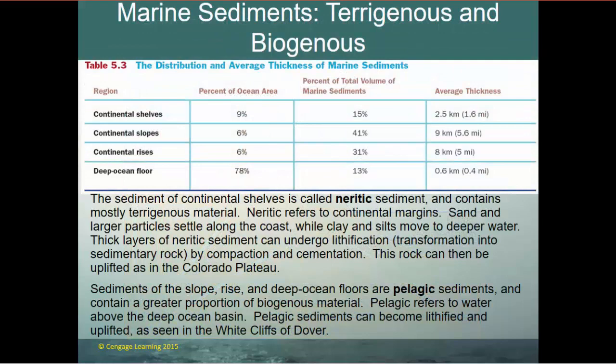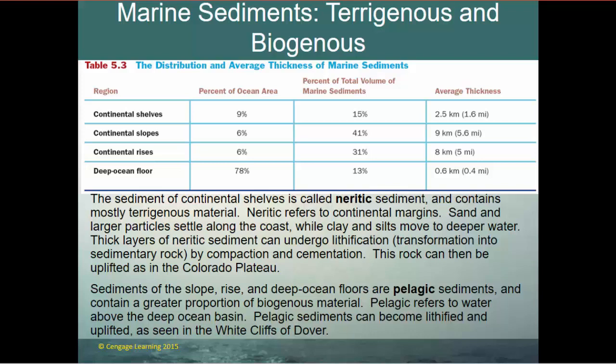All right, the sediment of the continental shelves is called neritic sediment and contains mostly terrigenous material. Neritic refers to the continental margins. Sand and larger particles settle along the coast, while clays and silts move into deeper water. Remember, as the water slows down as it moves off the continent, the larger particles are going to fall out first. So first you're going to have sand and larger particles falling out along the coastline. The clays and the silts will stay suspended in the water as it moves into deeper and deeper water, and that's where those particles are eventually deposited.